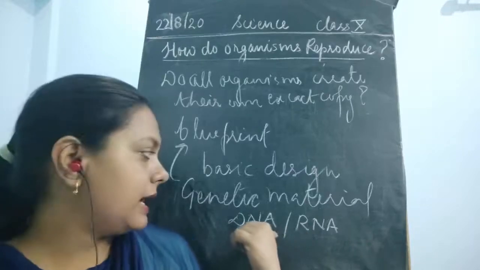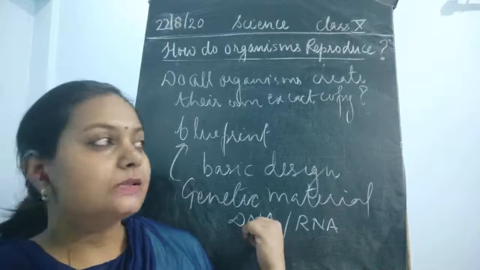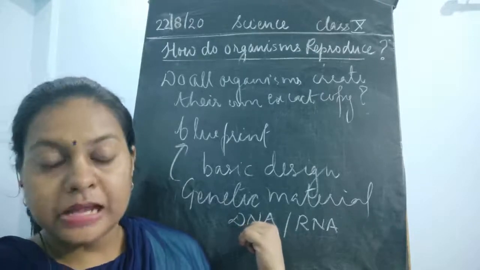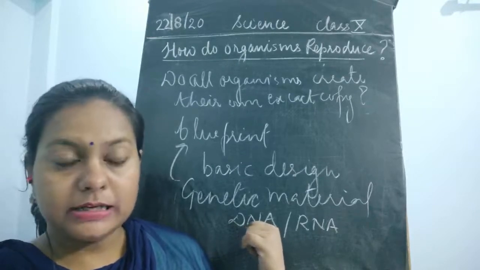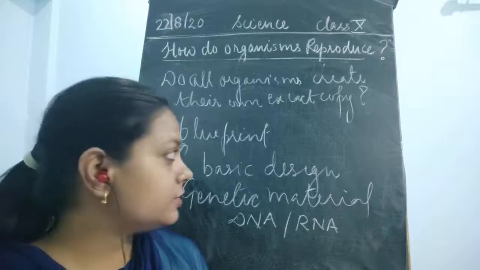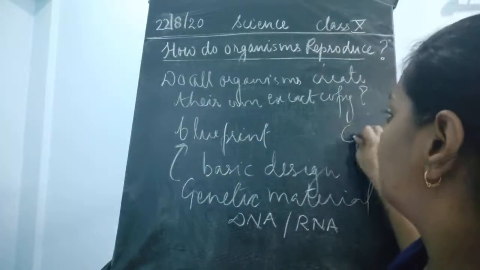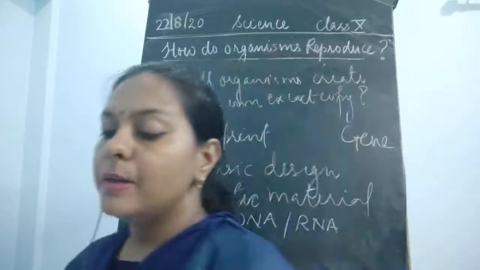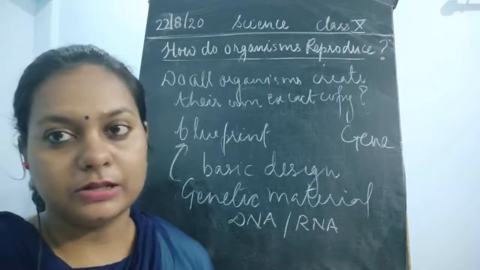It is said that whether we are talking about animals or plants, all of these have DNA as the basic genetic material. Now, why is it said to be genetic material? It is present in the gene. Now what is this gene? Gene means a small segment of heredity. It is a small segment which is transferred from one generation to another generation.